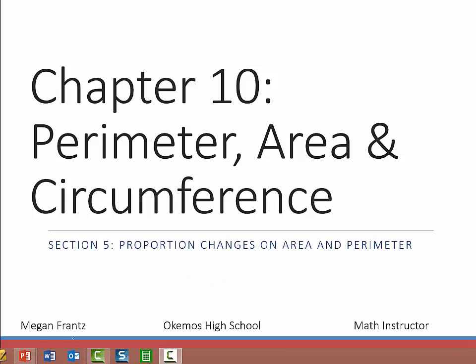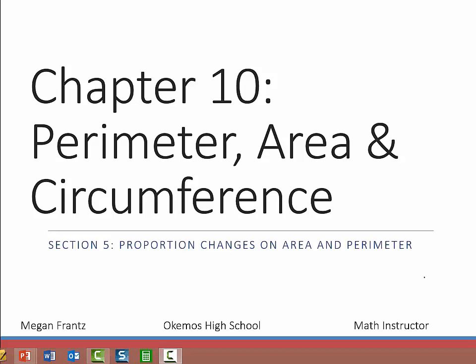Now we want to double both of these. So now this is going to be 8 and this is going to be 10. My area is still base times height, but this time it's 8 times 10, so it gives me 80. And my perimeter would be 20 plus 16, or 36.